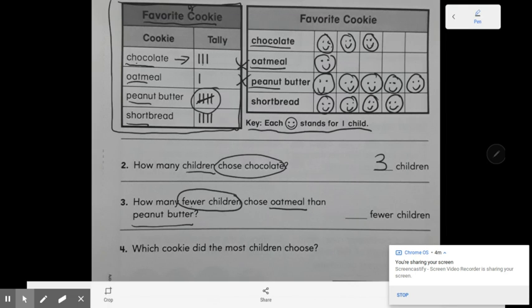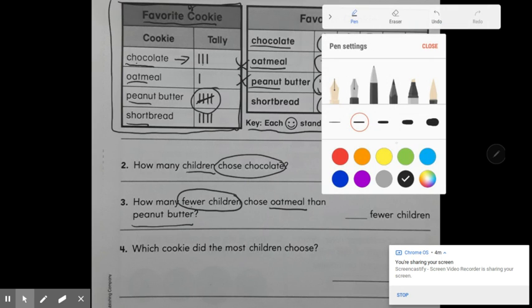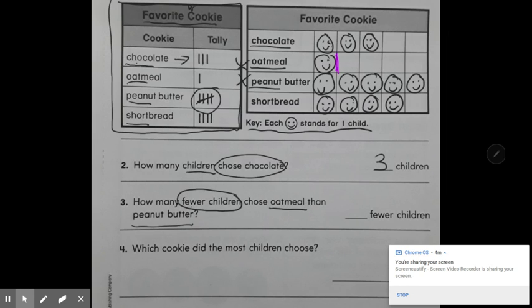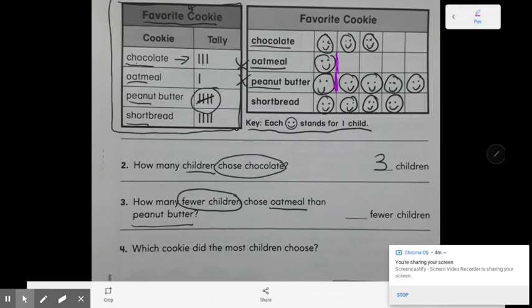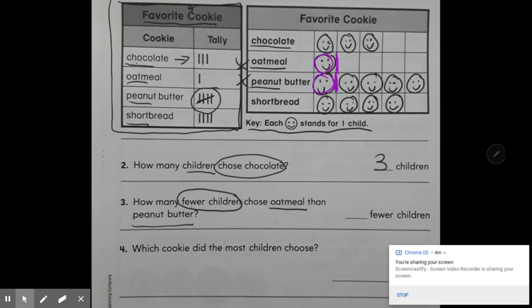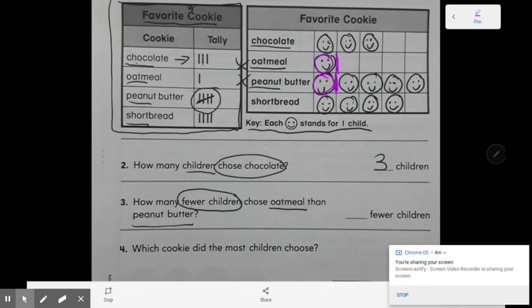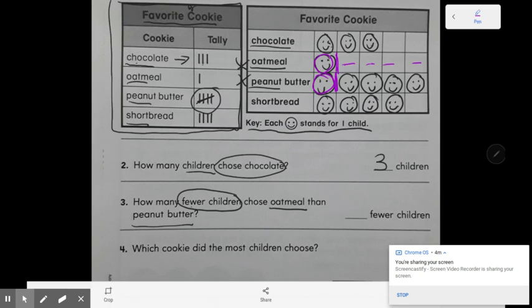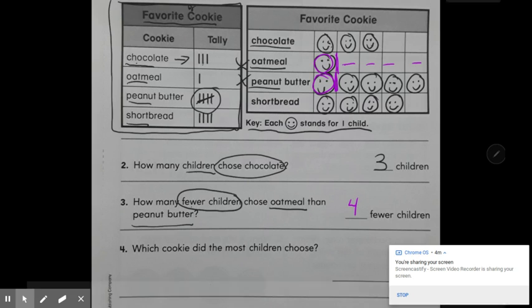You can look at the graphs, and I'm going to use a different color so it could stand out. I'm going to use the purple. Now, if you look at the oatmeal, I'm going to draw a line because this and the peanut butter right here, these two are the same. Now, how many fewer? That means that, see all these empty slots? Those are how many fewer they are. There was 4 fewer than the peanut butter. So there were 4 fewer oatmeal cookies than peanut butter.